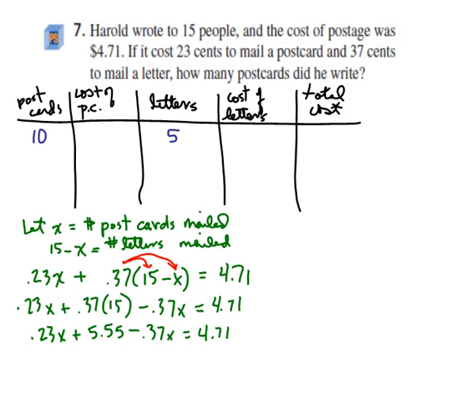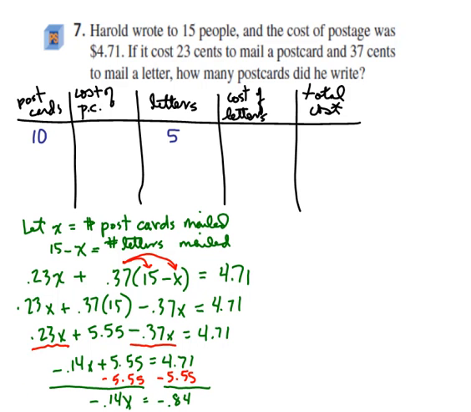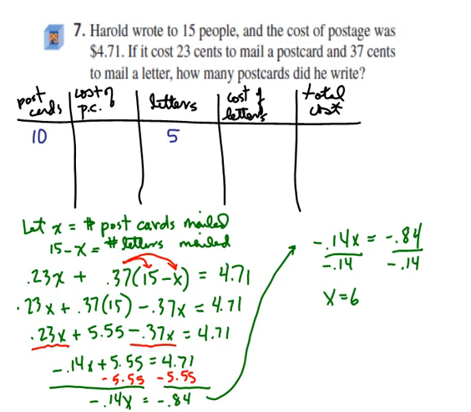Now I can combine like terms on the left side. I have 0.23x minus 0.37x. And that is going to give me a total of negative 0.14x plus 5.55 is equal to 4.71. When I subtract 5.55 from both sides, I wound up with negative 0.14x is equal to negative 0.84. And so if I rewrite it up at the top so I have more room, I would want to divide both sides by negative 0.14, and that would give me x is equal to 6.